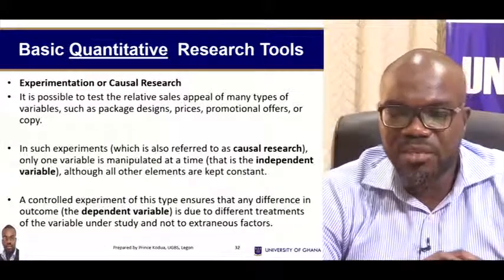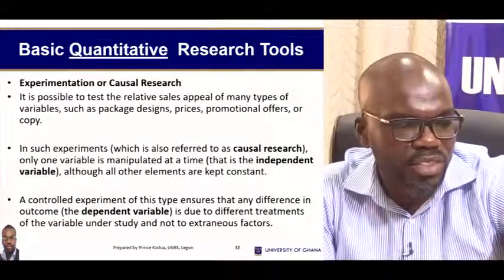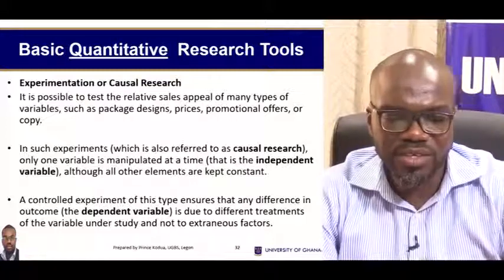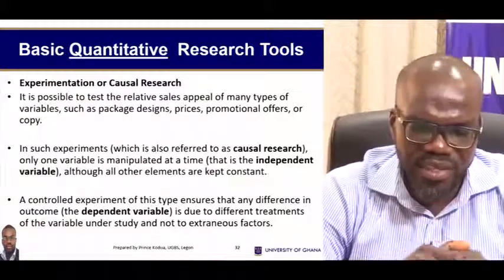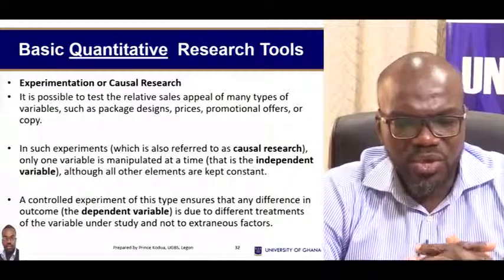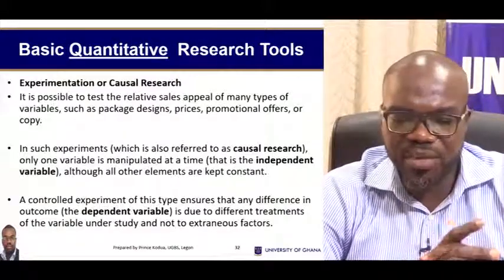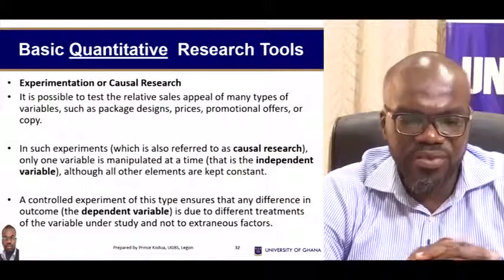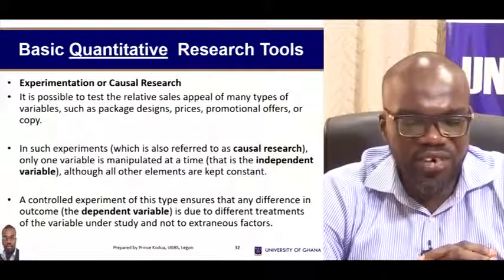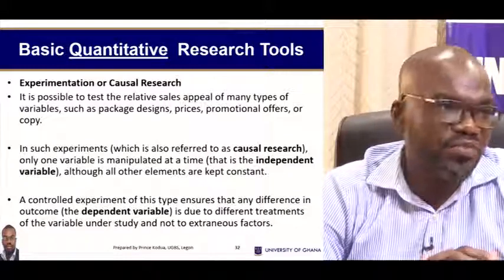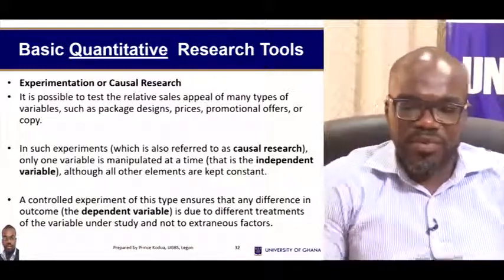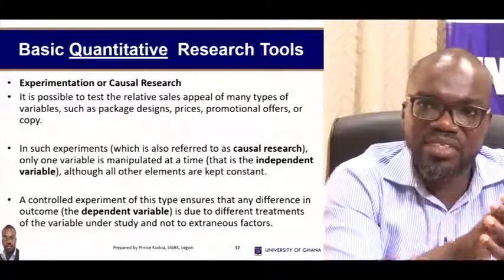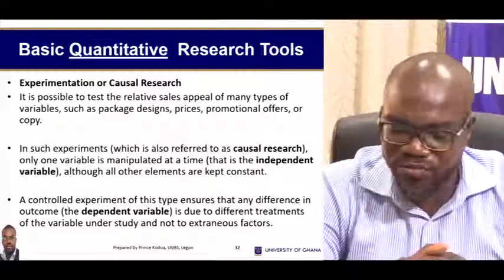Although other elements are kept constant. Because we want to test the relative importance of various variables, we keep all other variables constant as we control for the other factors. So a controlled experiment of this type ensures that any differences in outcome, that is the dependent variable, is due to different treatments of the variable under study and not to extraneous factors. There could be other factors that may be responsible for certain variations or differences. But here we hold certain factors constant to be able to gauge their relative usefulness or importance.